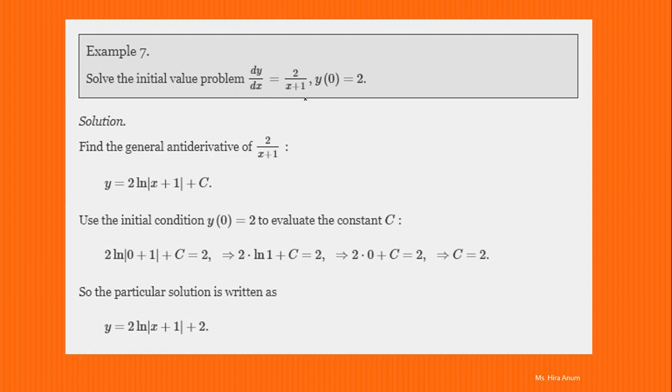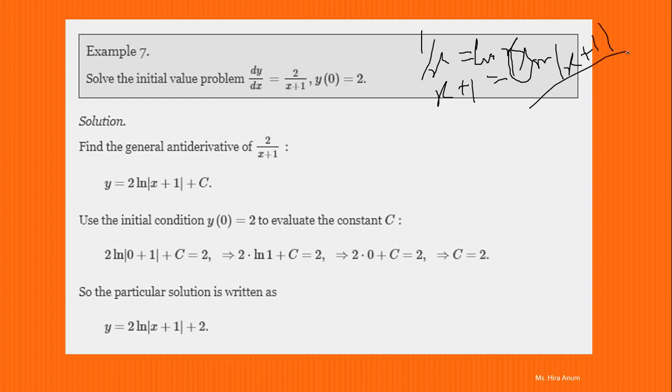Initial value problem here. The integration of 1 over x is ln x. You can see these points from the rules of integration we discussed before, all the rules. Then it becomes x plus 1, so it becomes ln x plus 1.